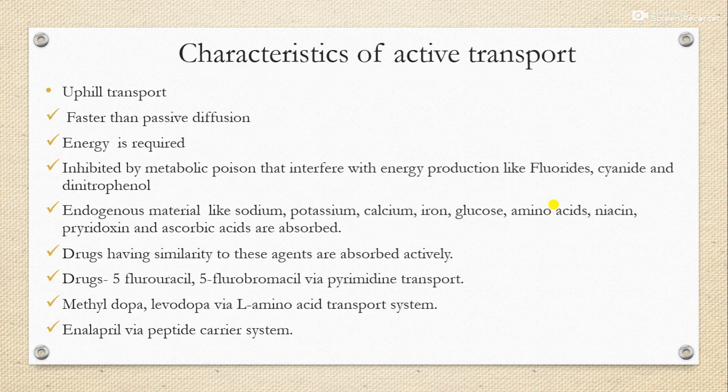Characteristics of active transport. It is an uphill transport. It is faster than passive diffusion. Energy is required. It is inhibited by metabolic poisons that interfere with energy production, like fluorides, cyanides and dinitrophenol. Endogenous materials like sodium, potassium, calcium, iron, glucose, amino acid, niacin, pyridoxine and ascorbic acid are absorbed. Drugs having similarity to these agents are absorbed actively.